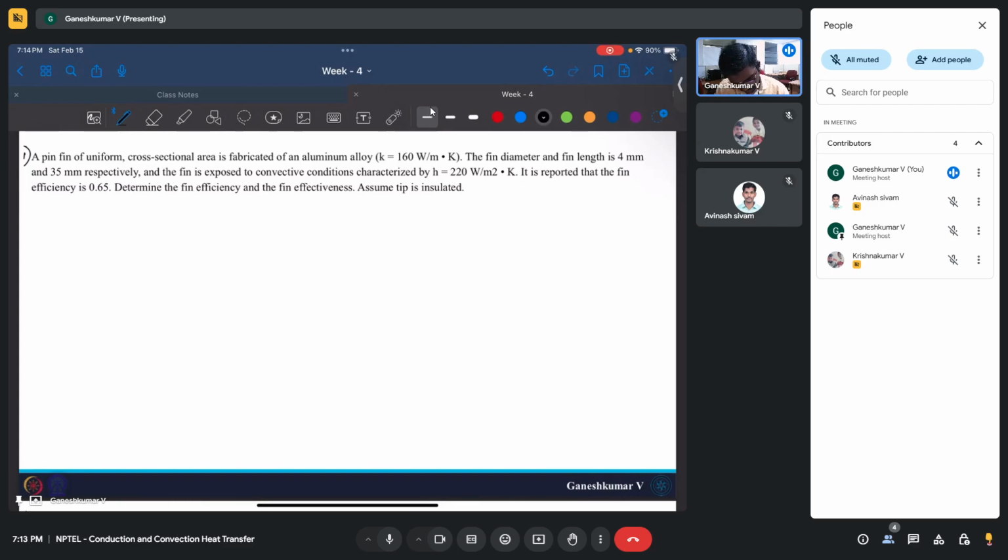So question one talks about a pin fin of uniform cross-sectional area fabricated of an aluminum alloy. The fin's material is aluminum alloy with the thermal conductivity given. It's a pin fin, which means it's a cylindrical fin attached to a surface, and its diameter and length are given, which are 4 mm and 35 mm respectively.